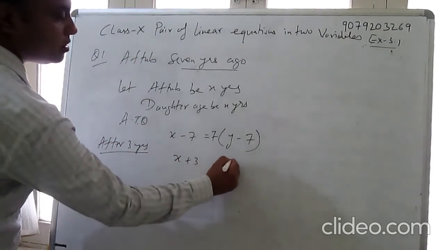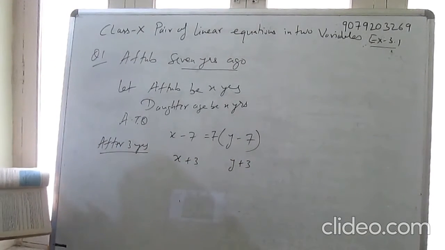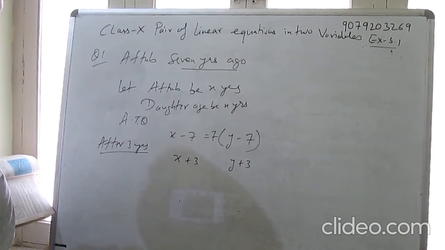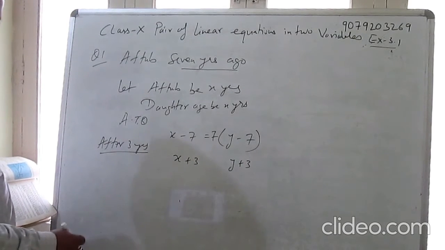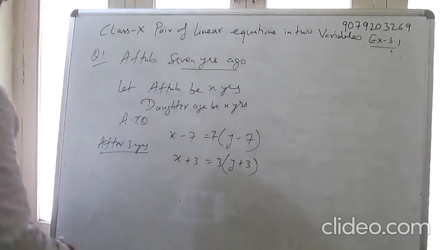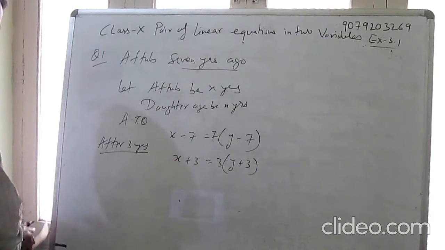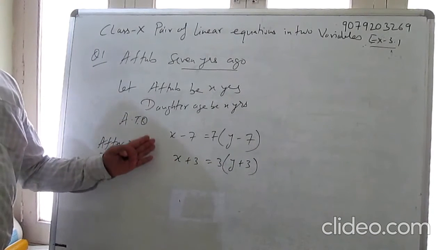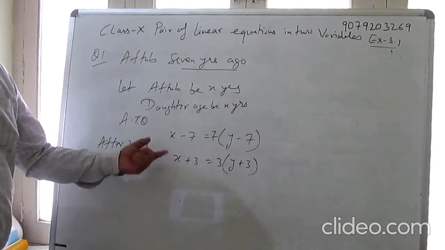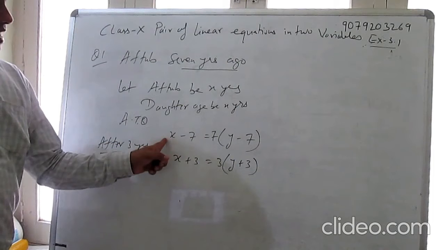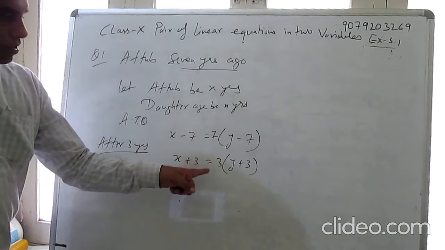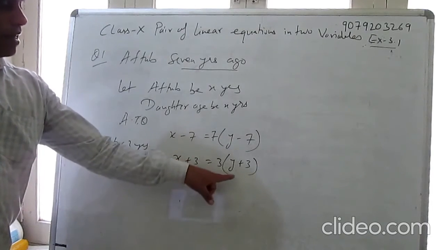Aftab x plus 3, daughter y plus 3, 3 years later x plus 3, y plus 3. I shall be 3 times as old. How much older will Aftab be? 3 times. So we multiply the daughter's side by 3. Algebraically we make two equations according to the question. 7 years ago Aftab was 7 times as old, so we multiply the daughter's side. 3 years from now Aftab will be 3 times as old, so we multiply the daughter's side.